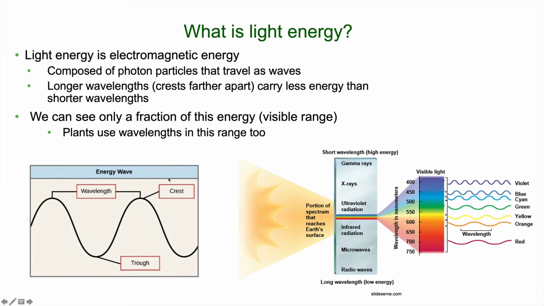Okay, but again, of all the wavelengths, only a very small portion can actually be seen, and plants are going to use the wavelengths that are in this visible light range for photosynthesis. The longer the wavelength, the less energy it's carrying. So the shorter wavelengths, up here, gamma has the most energy, radio waves have the least energy, and then everything else is somewhere in between.